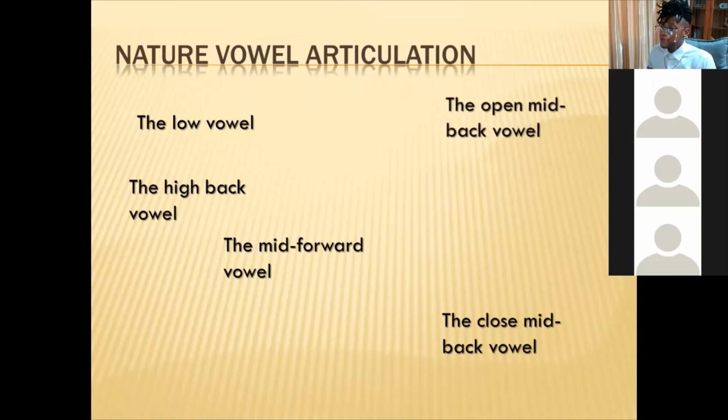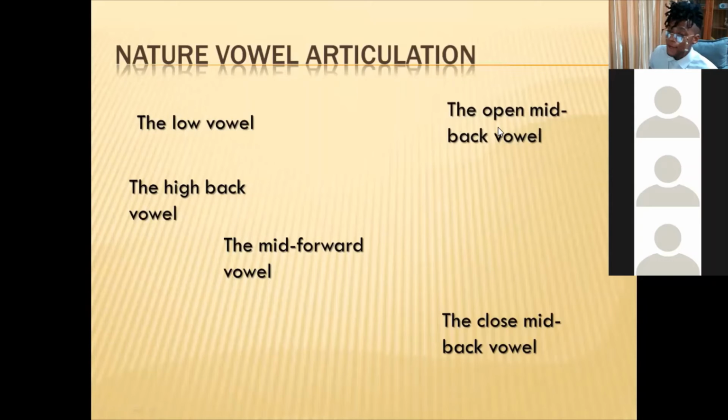And then we have this one, the open mid back vowel. So open means that the shape of the lips is somewhat open or wide. Mid means that the vertical position of the tongue is in the middle position. Back means that the horizontal position of the tongue is at the back of the oral tract.